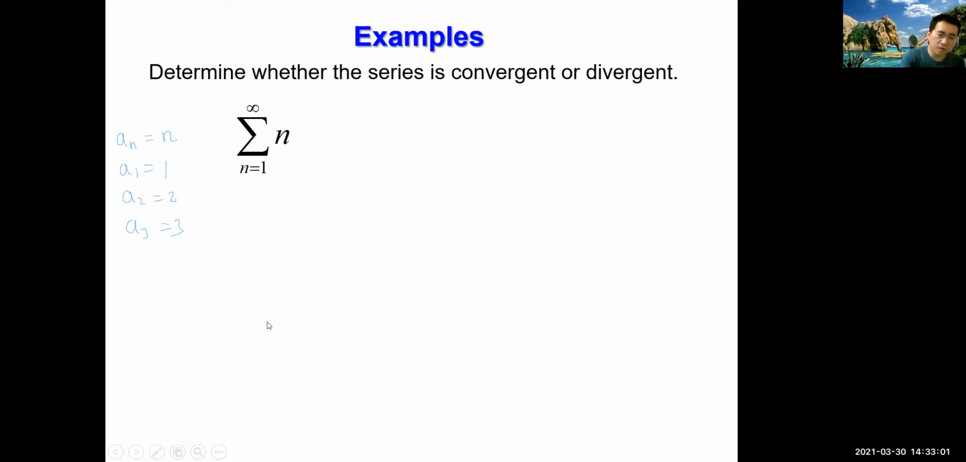Now, if you're looking at the sum, you're adding: the first term is 1, the second term is 2, the third term is 3, the fourth term is 4, plus 5, 6, 7, and so on, equals question mark. How do we do that?